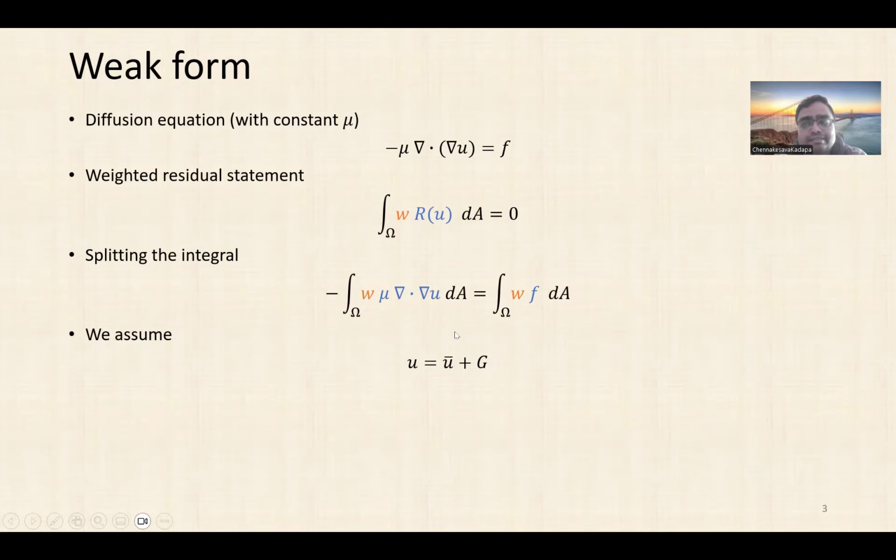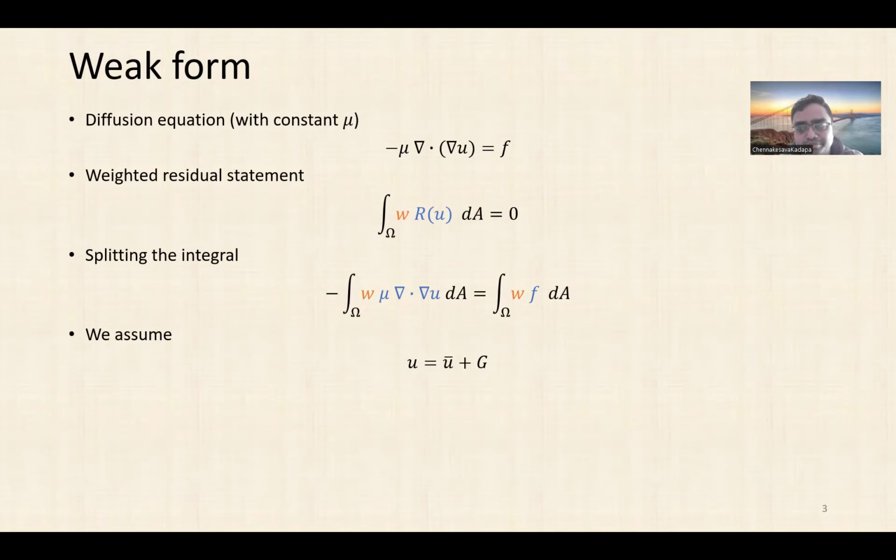There is a lot of literature about why we do this. I'm not going into the details here. If you want to learn more about the weak forms and why we split it like this, I have another video on deriving the weak forms for generic boundary conditions, and there I explain why we do this. There is a link to that video in the description of this video. Please watch that video if you want to learn more.